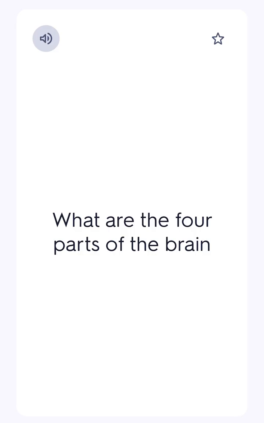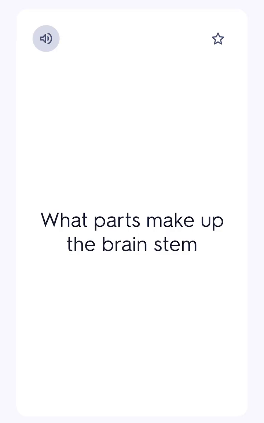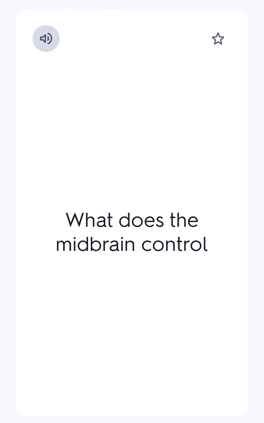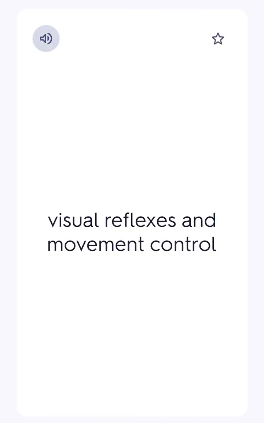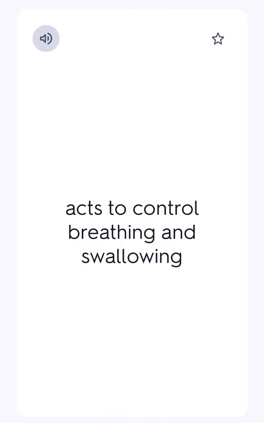What are the 4 parts of the brain? Cerebellum, cerebral cortex, diencephalon, brain stem. What parts make up the brain stem? Midbrain, pons, medulla oblongata. What does the midbrain control? Visual reflexes and movement control. What does the pons control? Acts to control breathing and swallowing.